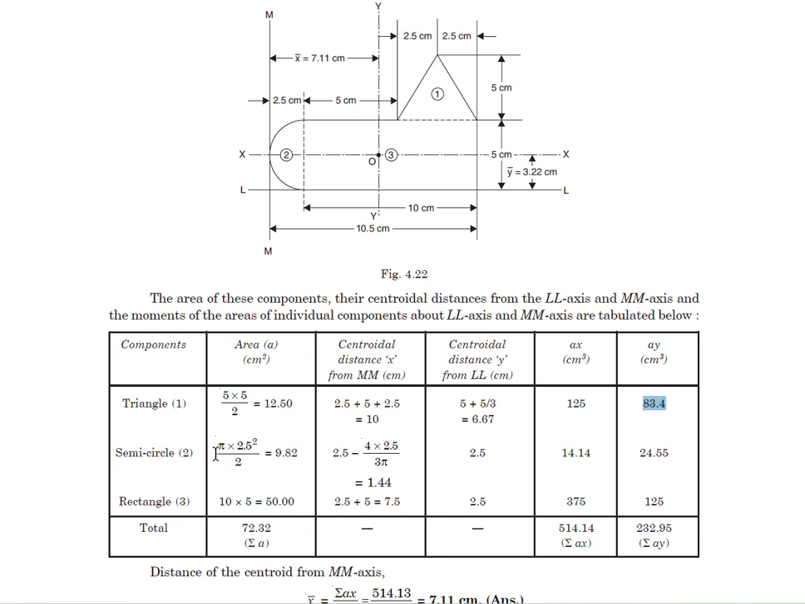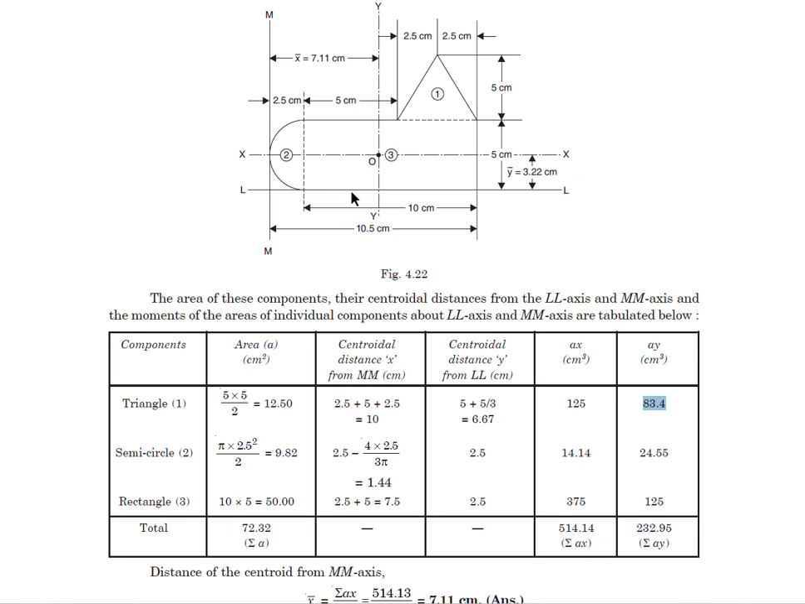Similarly, for the semicircle we have pi r square by 2 as the area, and the distance from the leftmost point for this semicircle is 4 into r divided by 3 pi from the diametral axis. Okay, so from the leftmost it is 2.5 minus 4 into 2.5 divided by 3 pi, which is 1.14. And the y distance is 2.5, and these are the ax and ay for the semicircle.